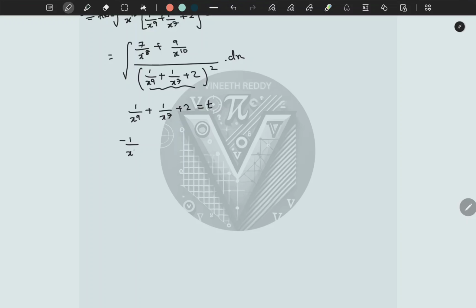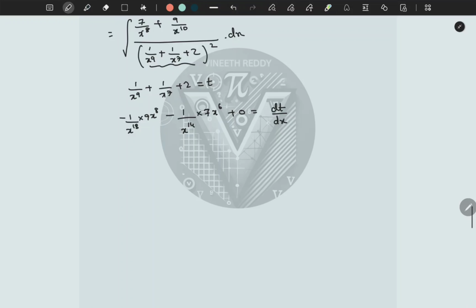I get minus 1 by x power 18 into 9 into x to the power 8. I hope you know how to differentiate. Yes, students, derivative of 1 by x is minus 1 by x square. Here also we get minus 1 by x power 7 whole square, that should be x power 14, into derivative of x power 7, that will be 7 into x to the power 6, plus derivative of 2 is 0, that will be equal to dt by dx. So we are differentiating with respect to x on both sides. So we can write this as minus 9 by x power 10 minus 7 by x power 8 is equal to dt by dx. Wonderful, I think that is what is the numerator.